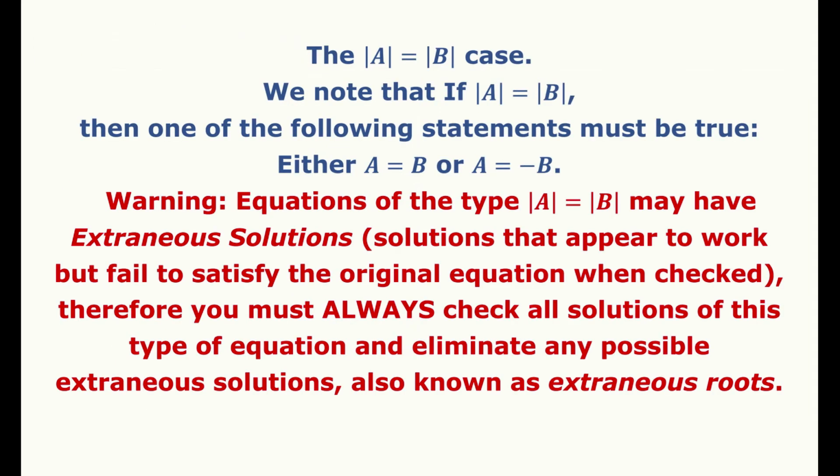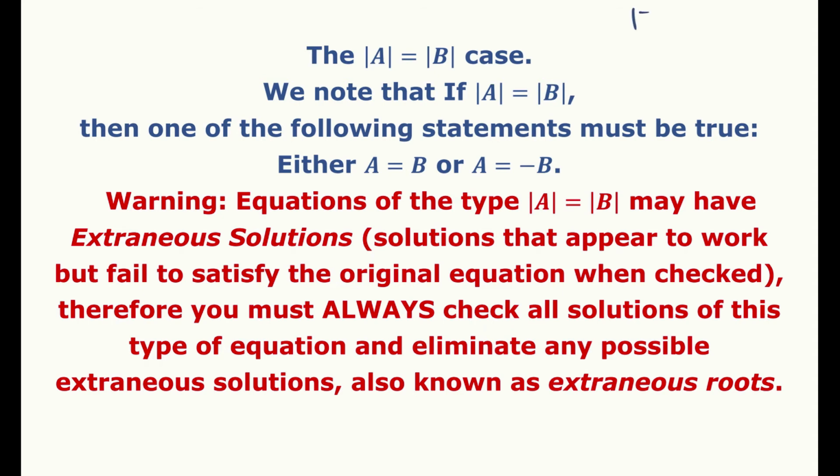All right, the final thing we want to consider is the absolute value of a equals absolute value of b case. Here we have two absolute values that are equal to each other. And we note that if the absolute value of a equals absolute value of b, then one of the following statements must be true. The only way two numbers can have the same absolute value is if they're either equal or opposites. I think if you think about that for a minute, it'll make sense to you, because look at it.